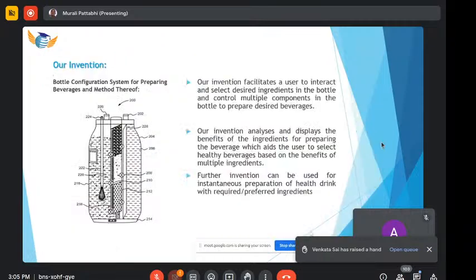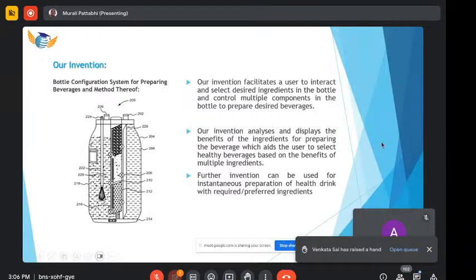Now let us discuss the invention itself. I will try to give you a brief idea of it. It is a big patent, but this is a bottle where you would have water on one side, a compartment here, and a stirrer here, and you can drink whatever liquid you want from this side. Most of the time these are used in sports and wherever required. This is the smart bottle configuration we are trying to invent.